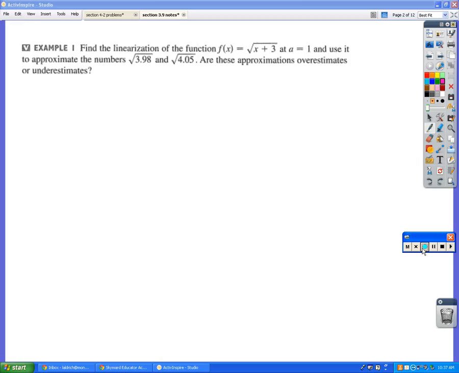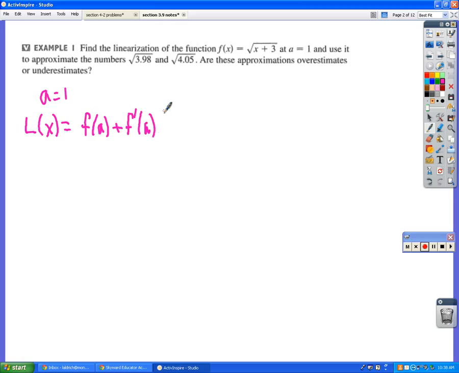Okay, find the linearization of the function f of x equals square root of x plus 3 at a equals 1 and use it to approximate the numbers 3.98 and 4.05. So to find the linearization at a equals 1, we're going to take the formula from the previous page, which is that the linearization is equal to f of a plus the value of the derivative at a times x minus a. And this time we're using a equals 1.